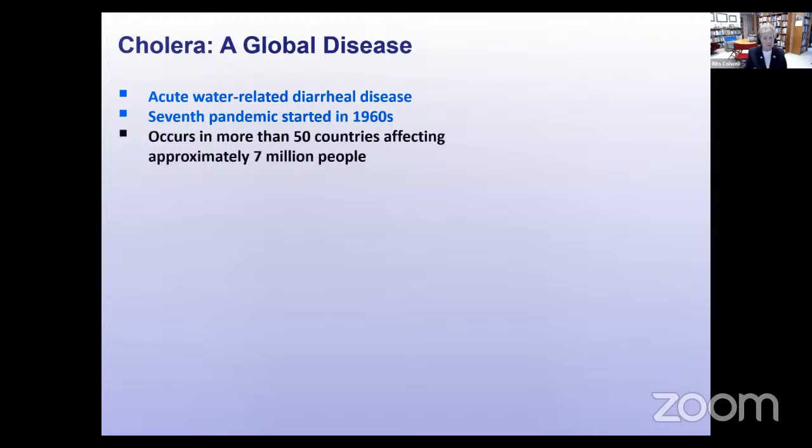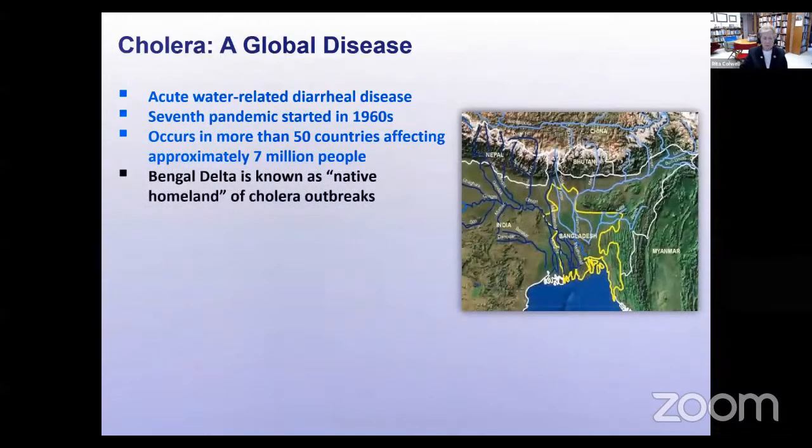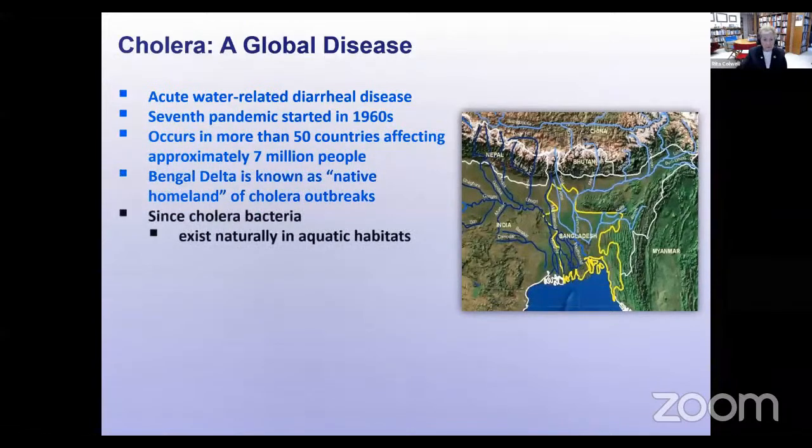Cholera occurs in about 50 countries. It affects about 7 million people globally. And we've unfairly labeled the Bengal Delta as the native homeland of cholera outbreaks. However, 100 years ago, cholera was active in the United States, Canada, Europe, England, and other countries of Asia.